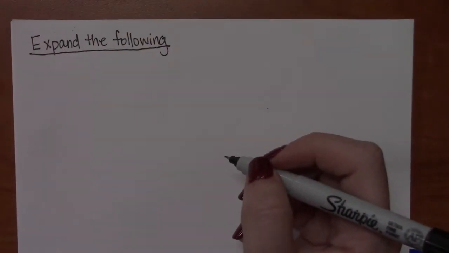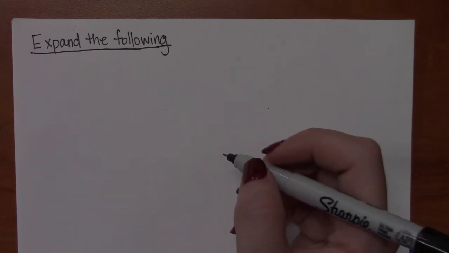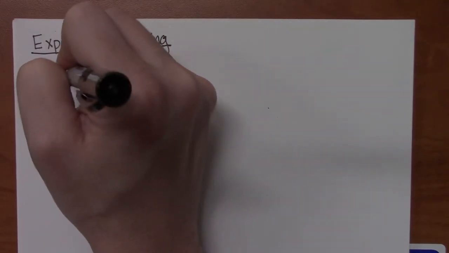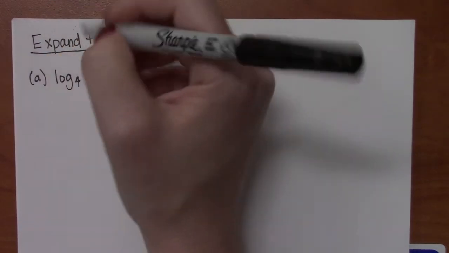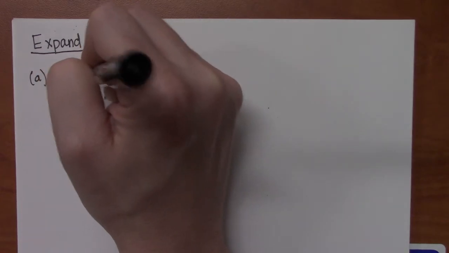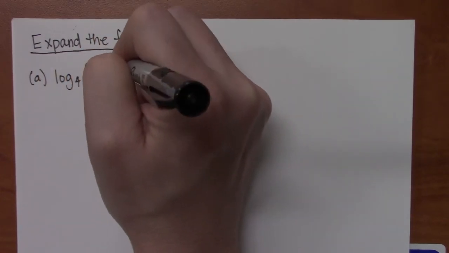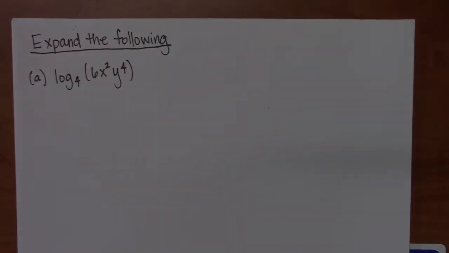All right, so now what we want to do is expand the following terms as far as we can. So one of the things we saw when we looked at our log properties is we can combine things, and then sometimes we can split them apart. So we want to expand this all the way out as far as we can.